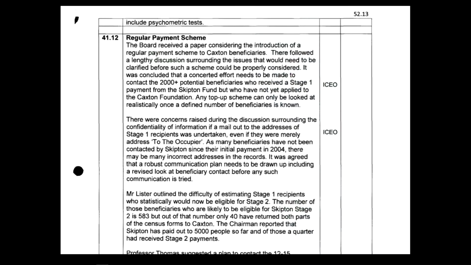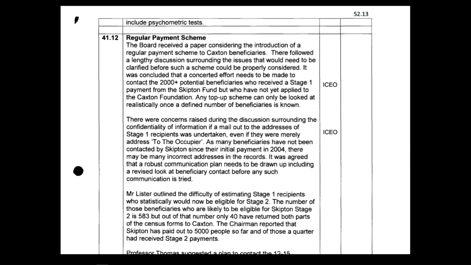Can I take you now to CAXT 40109105, which is a minute of a Caxton board meeting of the 1st of November 2012. And we can see that Mr. Stevens is chair at this point, you're present. If we turn to page 3 of that minute, this is a question in relation to the regular payment scheme. The board received a paper considering the introduction of a regular payment scheme to Caxton beneficiaries.